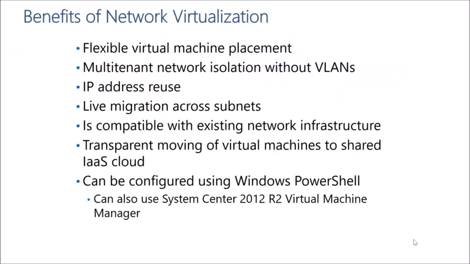So some benefits of network virtualization is flexible virtual machine placement. You can move virtual machines around with no impact to the physical network, no reconfiguration of VLANs, no reconfiguration of ACLs, et cetera, et cetera. So multi-tenanted network isolation without VLANs, IP address reuse. What does that mean? It means that the IP addresses I use for company A, the blue company, can be the same IP addresses I use for the red company.